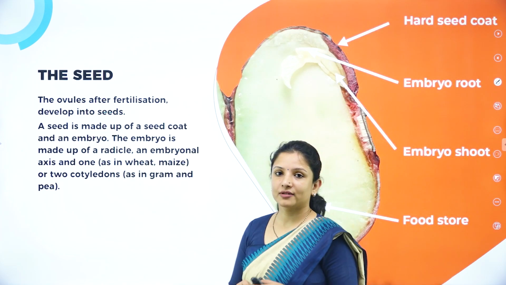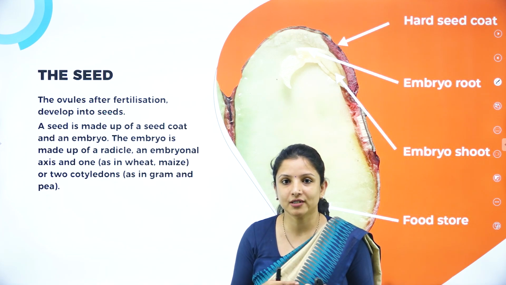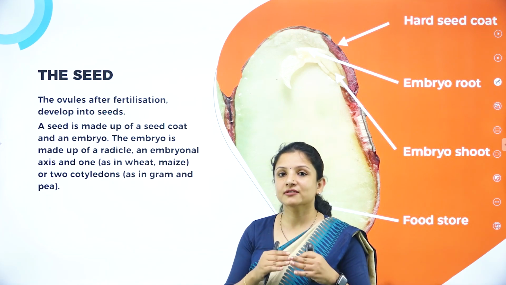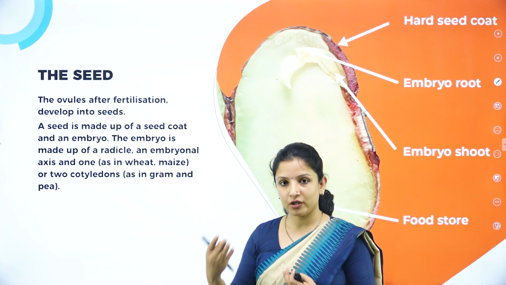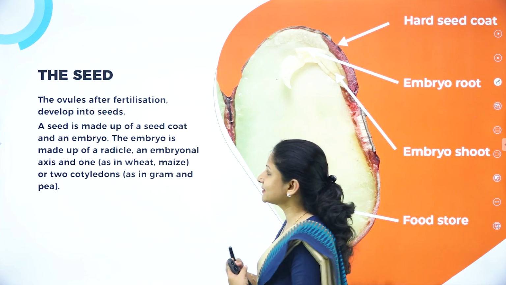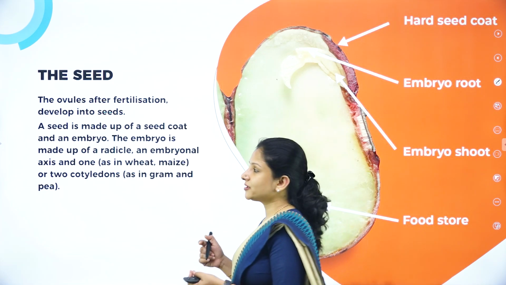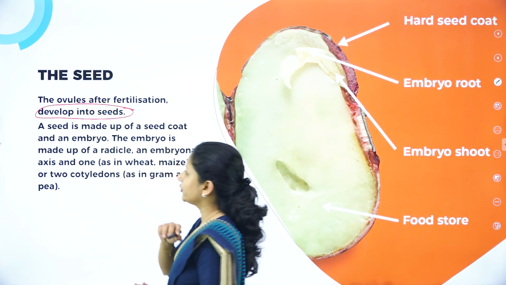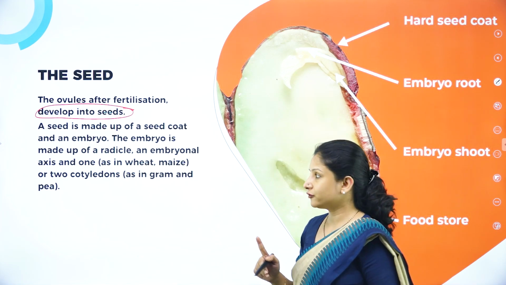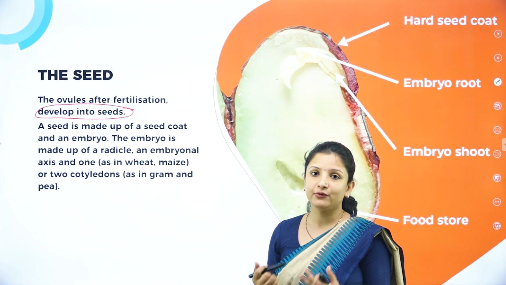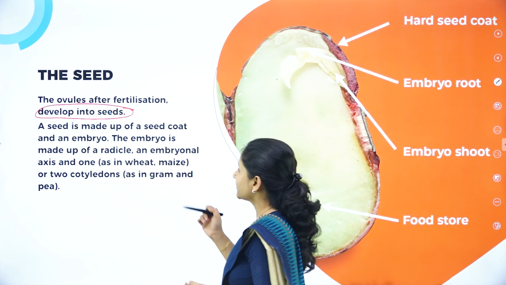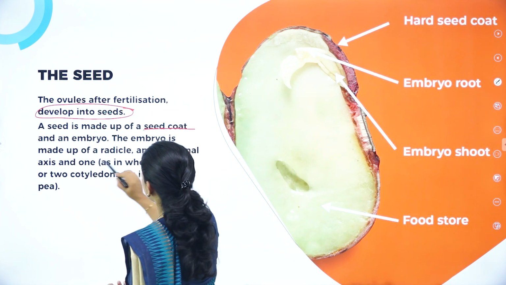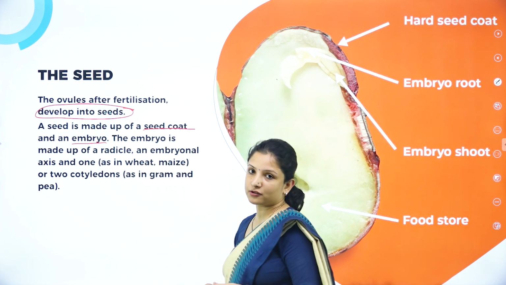Next, talking about the seed. So inside the fruit, what is there? The seed is there, which is the one that actually develops into a new plant. So let's look into what the seeds are. The ovules after fertilization develop into seeds, and I told you the ovary develops into a fruit. Now, what is a seed? A seed is made up of a seed coat and an embryo. These two are the main parts of the seed.